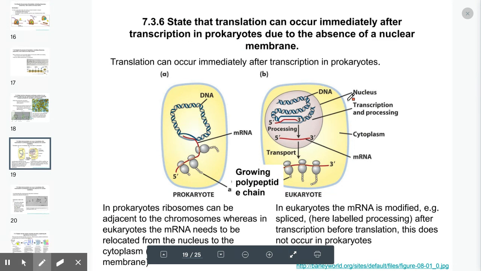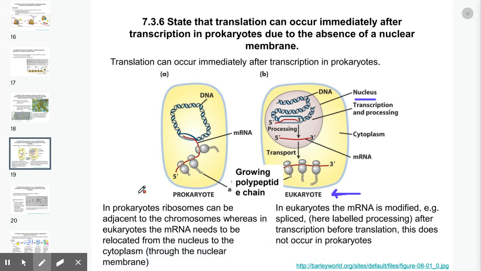But if we look at these two different cells, on the right-hand side, we have a eukaryote, right? And we know it's a eukaryote because it has a nucleus. Prokaryotes, bacteria, do not have a nucleus. So for them to make proteins, it's a lot quicker. It can just happen immediately after we do transcription. So let's look at this real quick because we know how it works in eukaryotes. We've been talking about it for the last week.